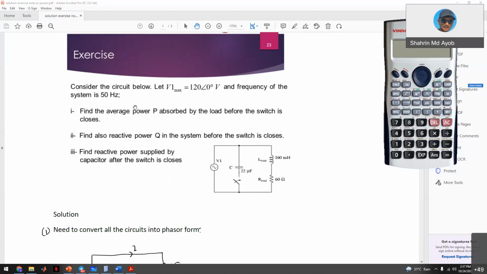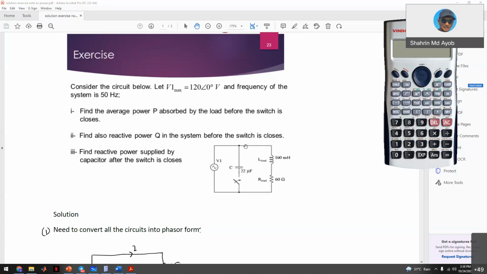Find the average power absorbed by the load before the switch is closed. As you can see, we have an RL load here in series and a capacitor connected in parallel. But we have a switch here. The switch is in the initial condition open, meaning that the only circuit operating is the RL load only, while the capacitor is open circuit. So the first question, find the average power before the switch is closed, meaning the average power absorbed by this impedance.